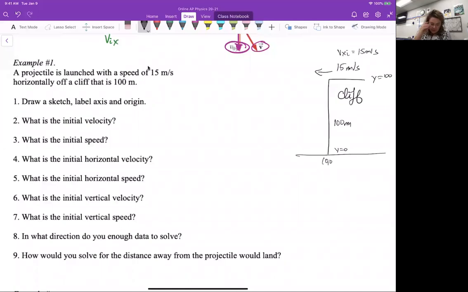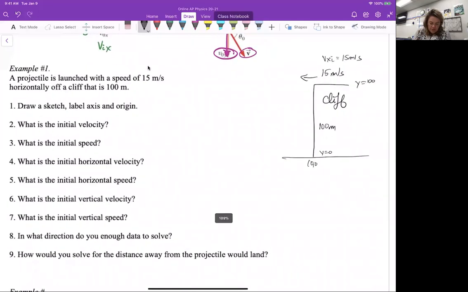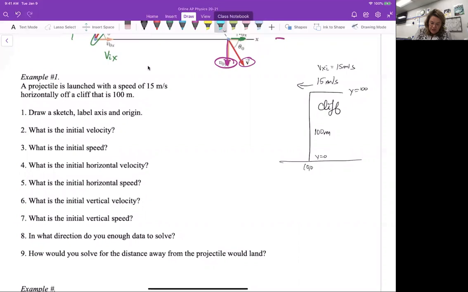Okay, continuing on. I have a projectile that's launched with a speed of 15 meters per second horizontally. That's a very critical word to pay attention to, that word horizontally. It says draw a sketch, label the origin, label the axis. So here is my sketch over here.